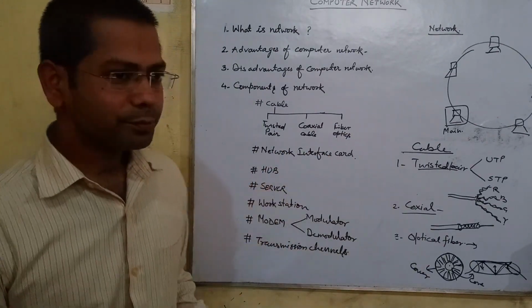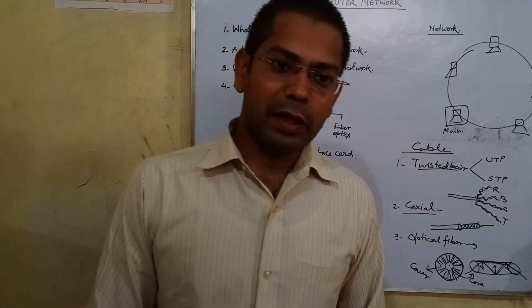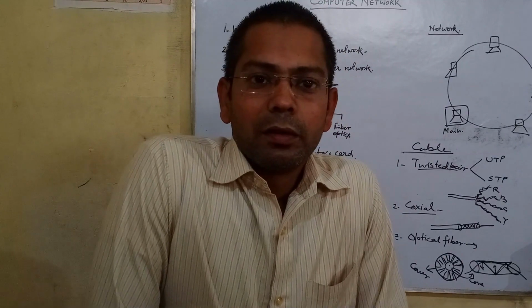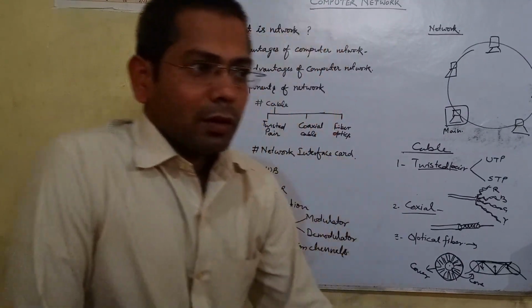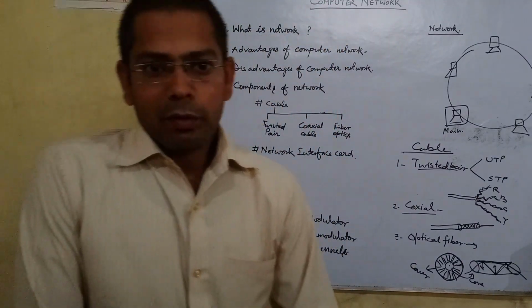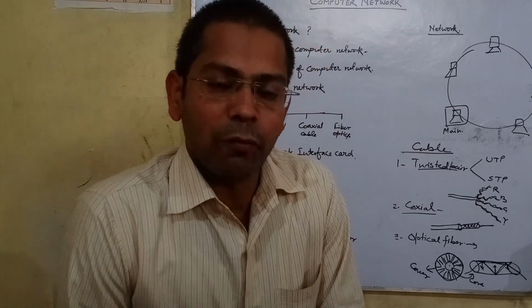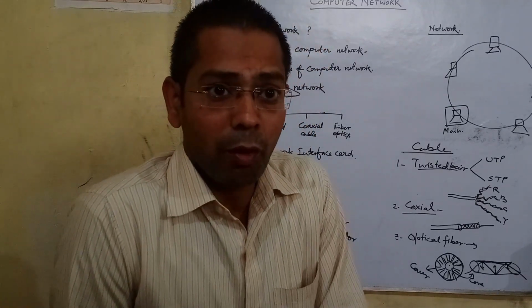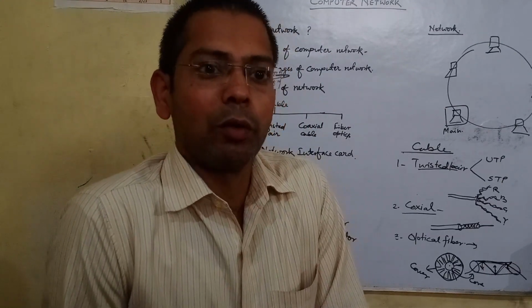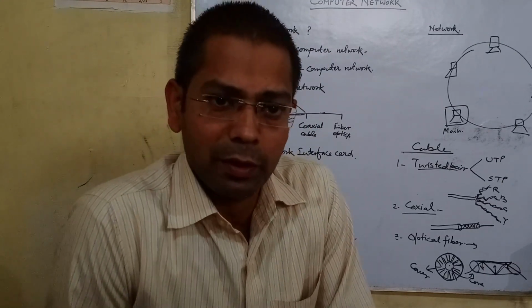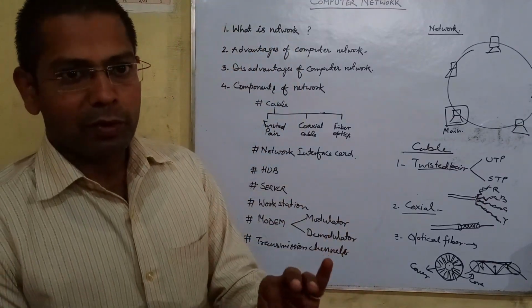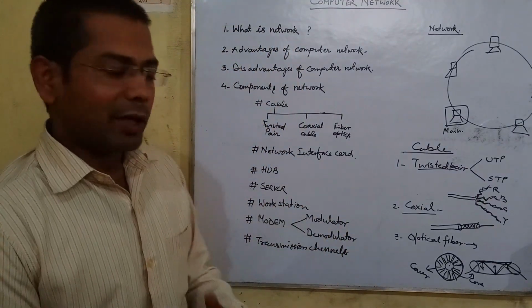Then comes hub. Hub is another kind of hardware which is used to distribute the information. One hub holds a maximum of 24 connections. If we want more than 24, we need to use another hub. So hub is used to distribute the information to the other computers in the network.